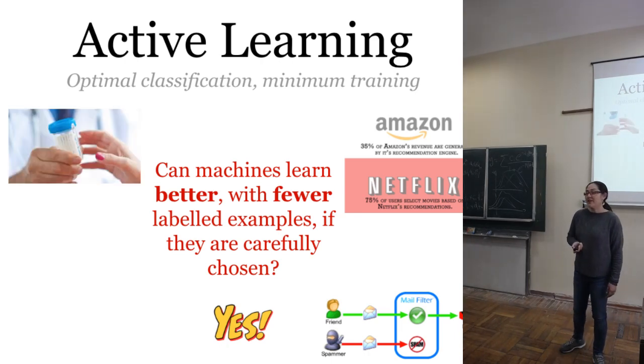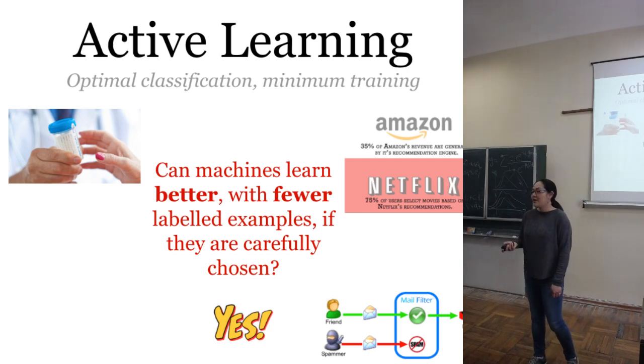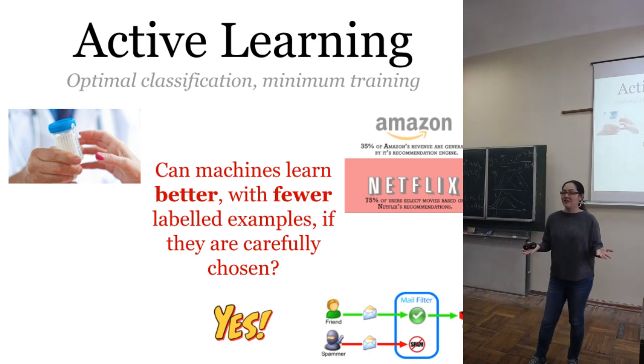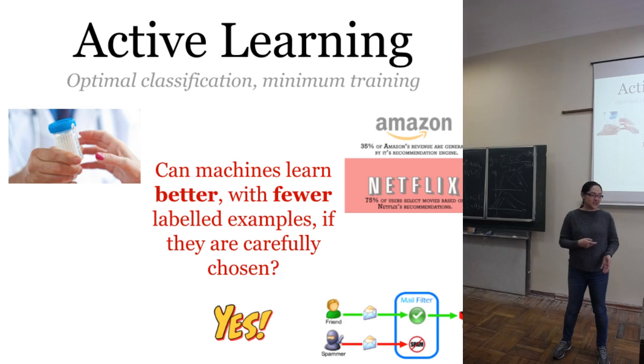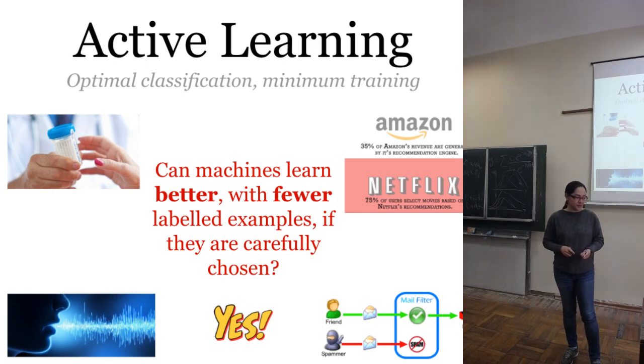Another place where this is also used is drug testing. Because if you are developing a new drug, you want the highest possible accuracy in your result, but for obvious reasons you have to test in the minimum possible number of people, right? So this kind of algorithm is also used in order for you to decide if you have enough drug testing or not.